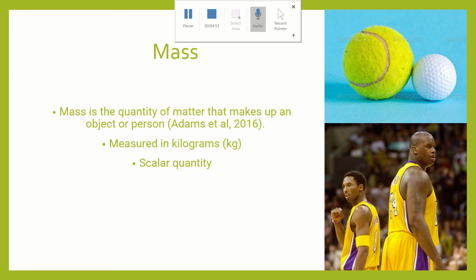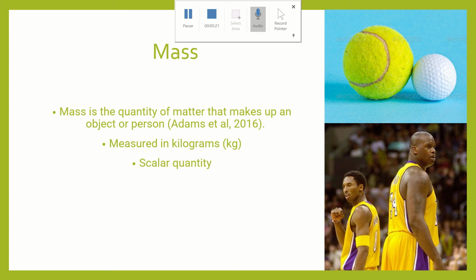For example, if an NBA player decided to bulk up, the density of their body would increase, and therefore the mass would too. Another example is with a golf ball and a tennis ball. A golf ball might have a smaller volume and a larger density than a tennis ball, but despite the tennis ball being larger, the golf ball has a higher mass because it has a higher quantity of matter inside of it. The mass of an athlete can affect their performance.